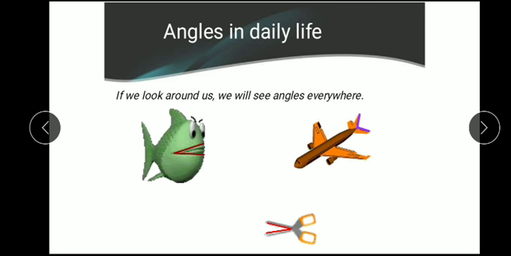So, we see different types of angles in our day-to-day life. If we look around us, we will see angles everywhere. For example, this fish. The mouth of this fish also is in the shape of an angle. Aeroplane. Have you seen the tail? It is also in the shape of an angle. Scissor. This is also in the shape of an angle.